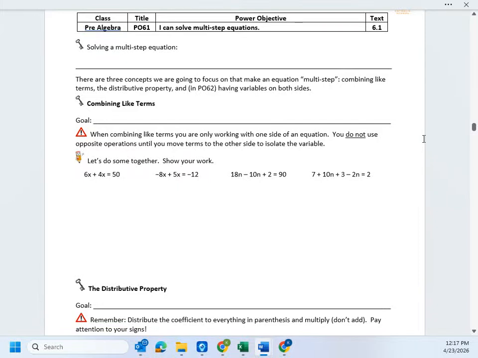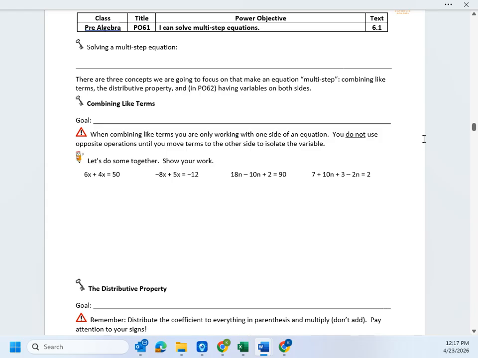Good afternoon. Today we are continuing on with those variables. We're going to be remembering what we talked about with Po60, with combining those like terms, simplifying it down. And we're going to be working on Po61. I can solve multi-step equations.